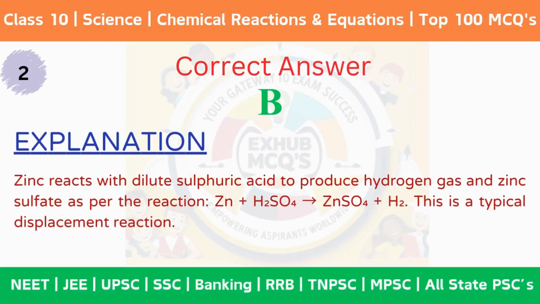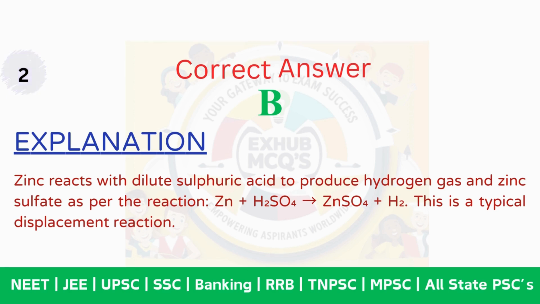The correct answer is option B, hydrogen. Explanation. Zinc reacts with dilute sulfuric acid to produce hydrogen gas and zinc sulfate. This is a displacement reaction where zinc replaces hydrogen from the acid.